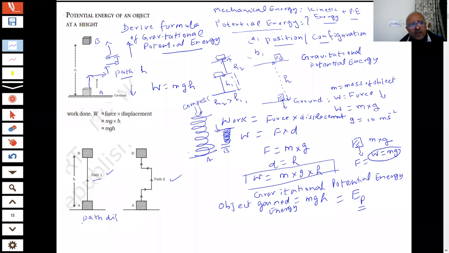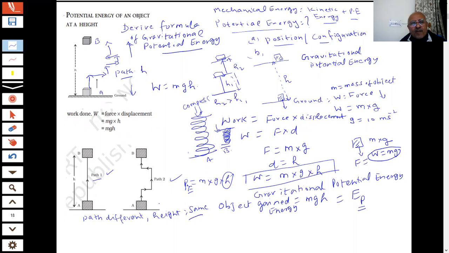Path is different, height is the same. Will the potential energy be the same or different? Sir, it will be the same. What is your answer, students? What is the formula of potential energy I just derived before you? M into G into H. If H is the same, then is there any change in potential energy? No, sir. So what are we saying, student? It will be the same.